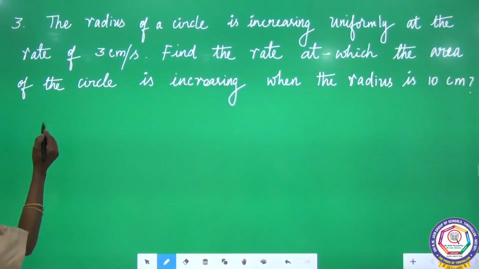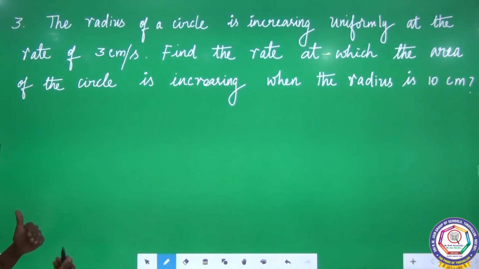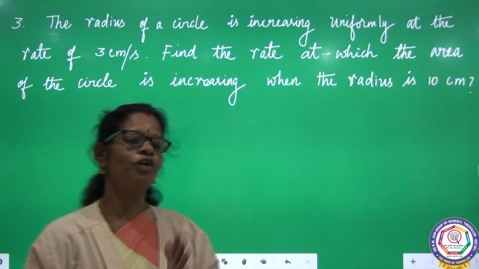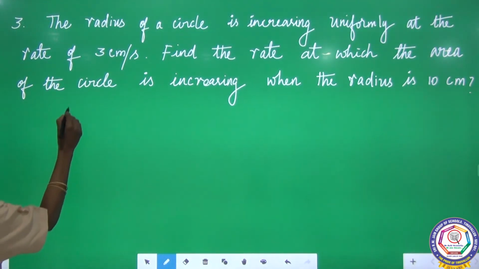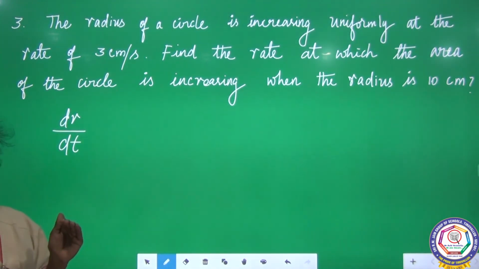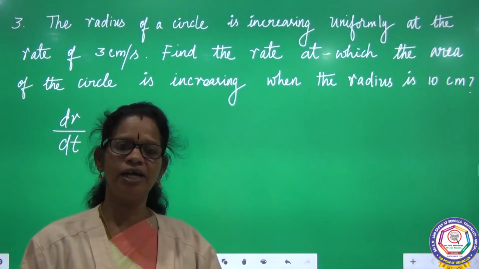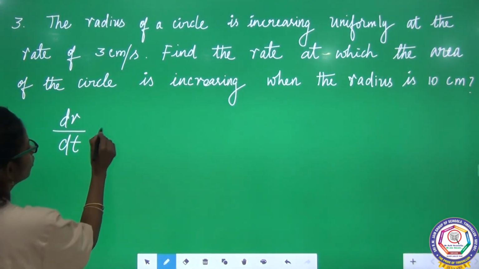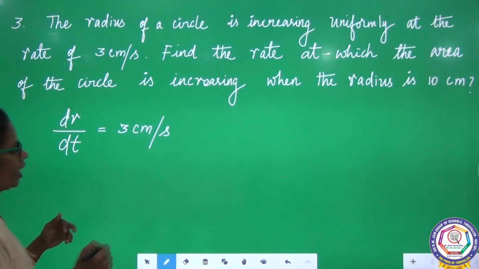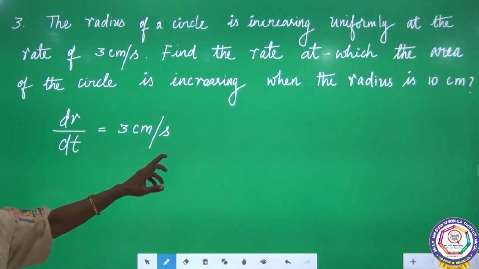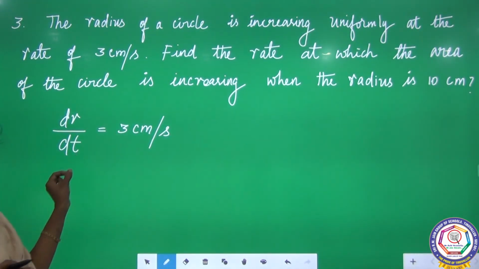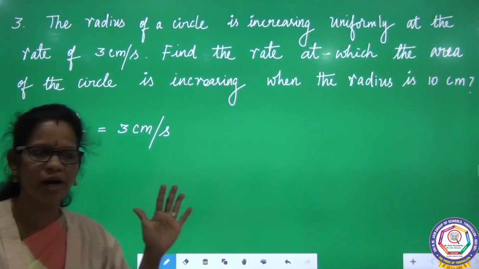Now, how will you say that answer? Tell me, anyone participate? If you are attentive, you can say. Yeah, very good. What is given? dr by dt. You have to be attentive, children, listen, enjoy, right? dr by dt equal to 3 centimeter per second. If second, minute or hour is given, the denominator part should be the time, right? Keep that in your mind, okay?